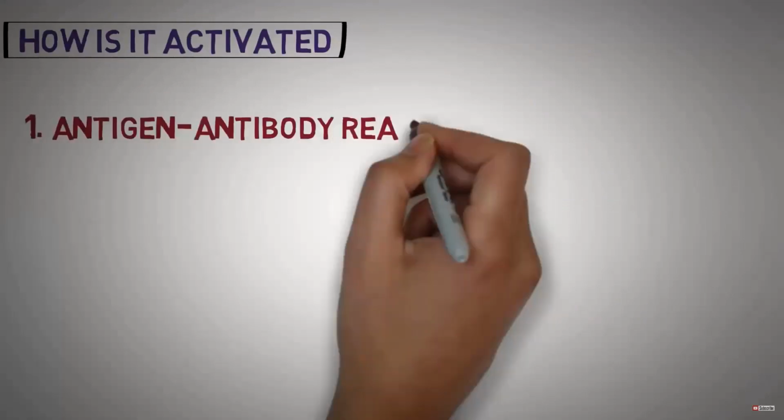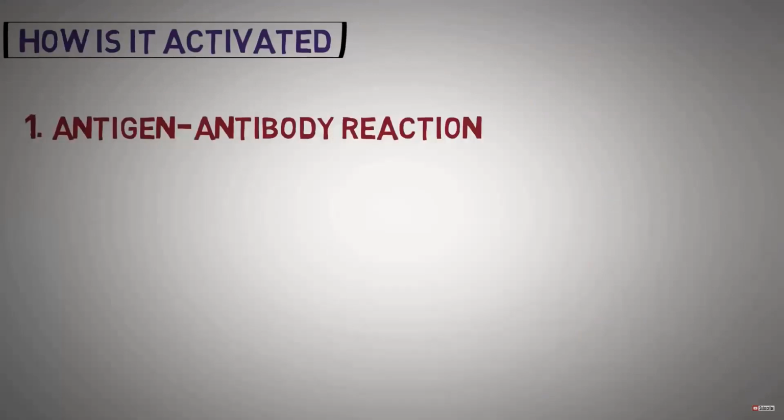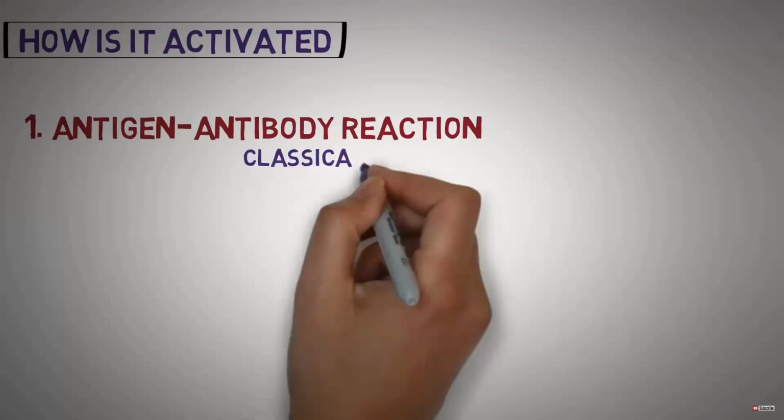Now let's look at how the complement system is activated. The first is the complement activation resulting from the antibody-antigen reaction, which is known as the classical pathway.